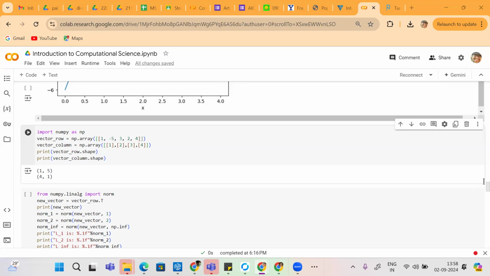If you want to extract the shape of that vector, you can use the shape function. So the name of the vector dot shape. That means you are trying to access the shape attribute of that vector. When you do vector row dot shape, it gives you one row and 5 columns. When you do vector column is np.array, you can see how the first one and the second one are different. It's all in terms of the bracketing.